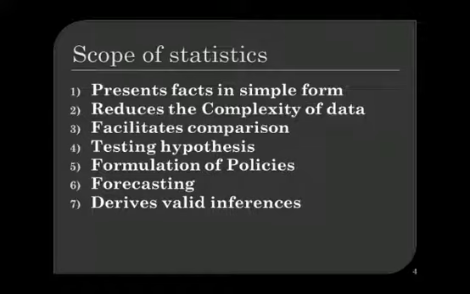Point number 3. Facilitate comparisons. Comparison between different sets of observation is an important function of statistics. Comparison is necessary to draw conclusions, as Professor Boddington rightly points out. The objective of statistics is to enable comparisons between past and present results to ascertain the reasons for change which have taken place and the effect of such changes in future.